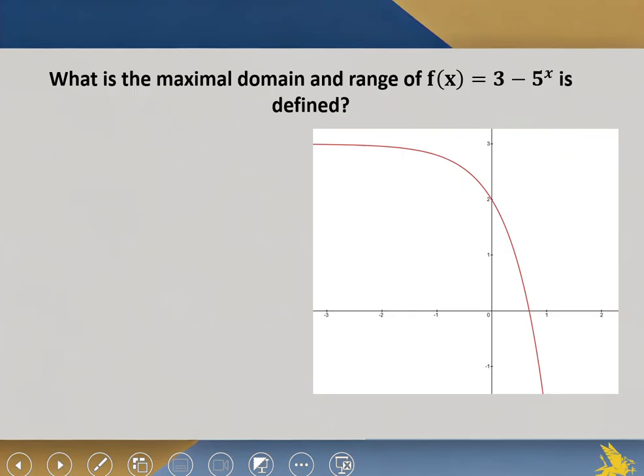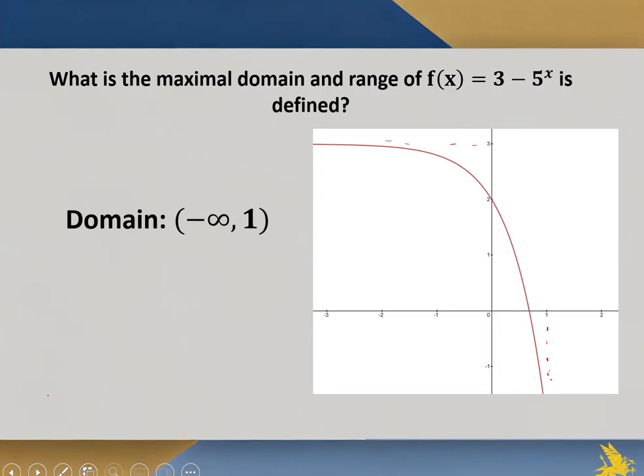So we know that it's going to be f of x is equal to 3 minus 5 to the power of x. We can also see here that there's going to be an asymptote of 3, and there's going to be an asymptote at 1 here.